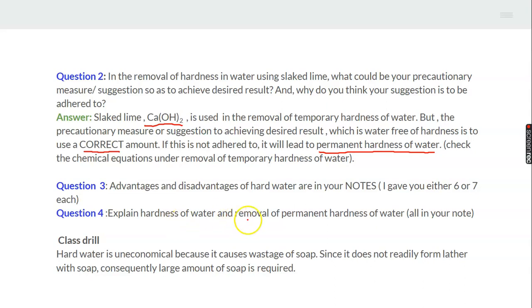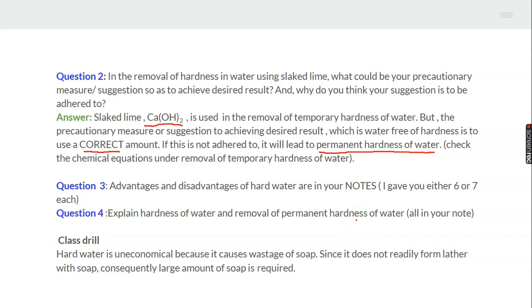So how can you remove permanent hardness? You can remove it in 4 ways. The first one, which I told you is not always being used, is the distillation process or method, because it doesn't involve chemicals. They prefer using chemicals for removal of permanent hardness. And the second one is the addition of baking soda, which is disodium trioxocarbonate IV. That one will remove the permanent hardness.